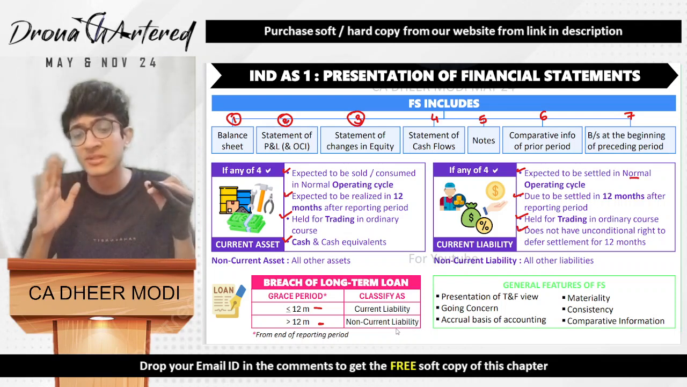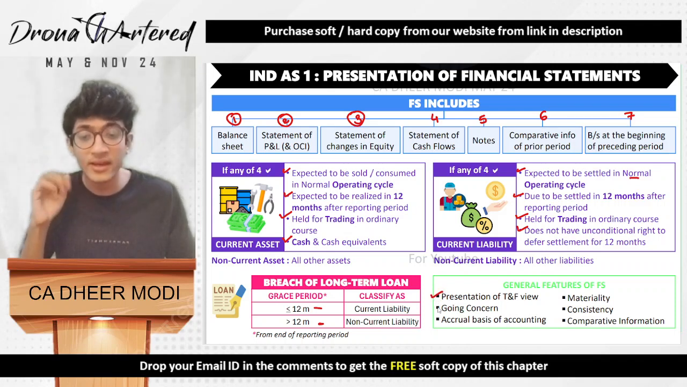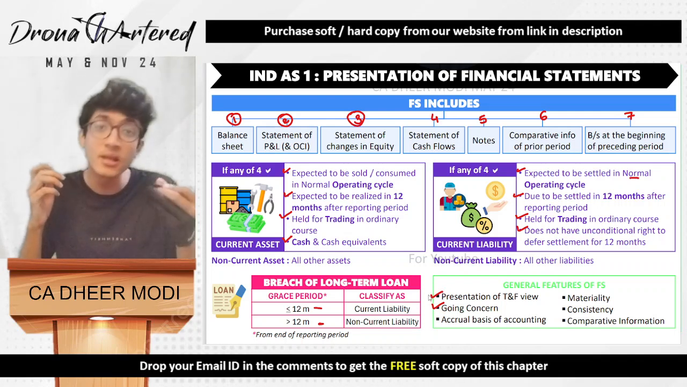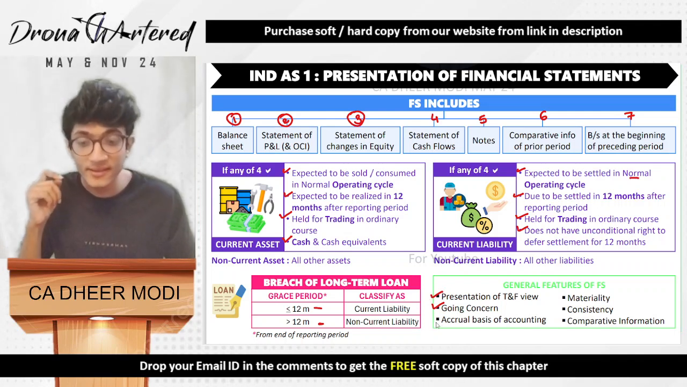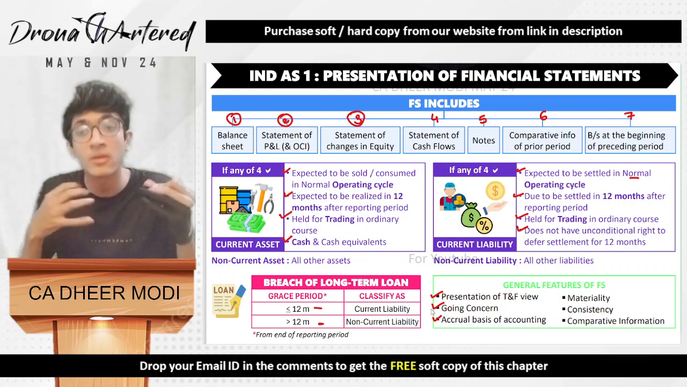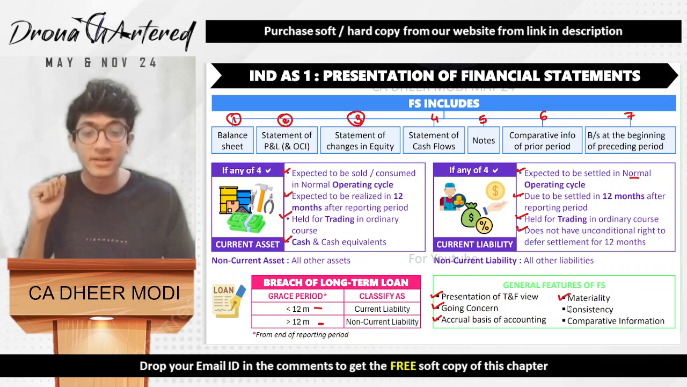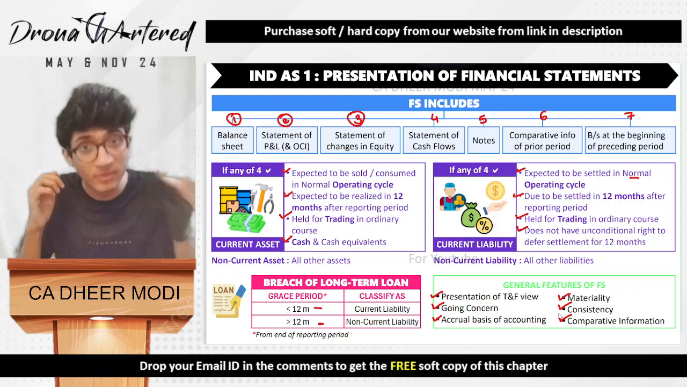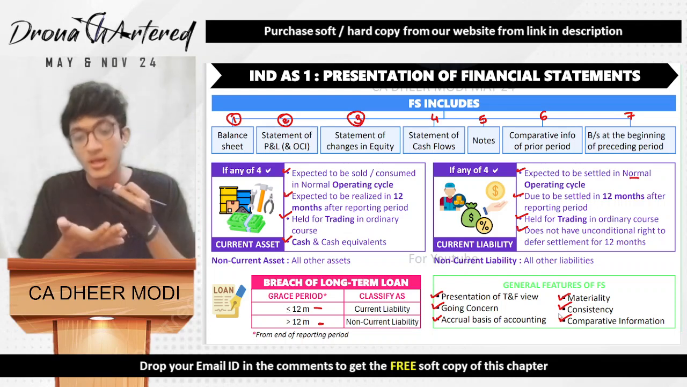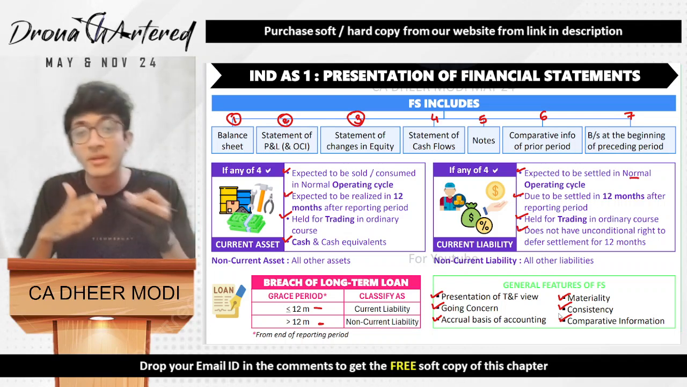Now there are some general features of your financial statements. The first is presentation of true and fair view. It is made on the assumption of going concern, that is, assume that the business will continue forever. Next is accrual basis of accounting, which means whatever you have earned or accrued will be accounted. Next is materiality, then consistency and comparative information. Comparative information means prior period. Consistency means your accounting policies and procedures have been applied consistently throughout the period through different items.